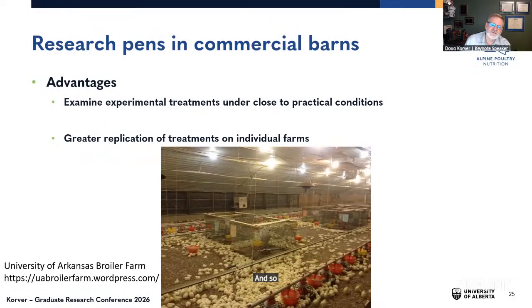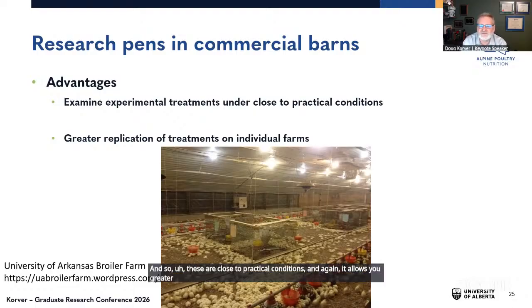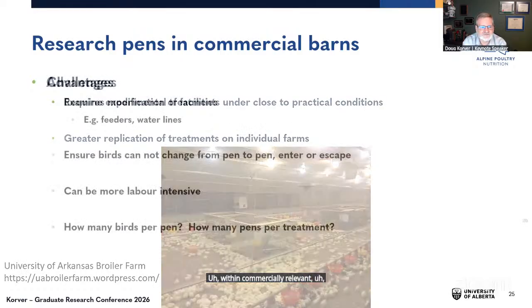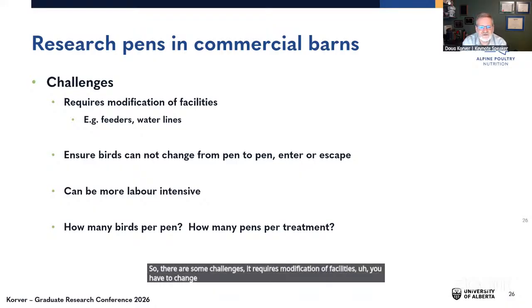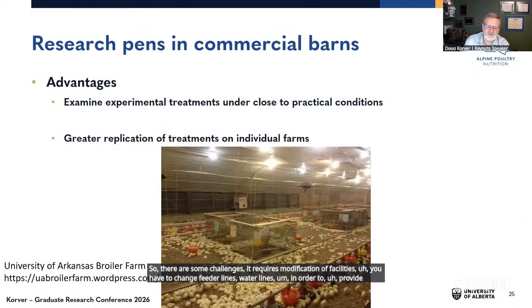And so these are close to practical conditions. And again, it allows you greater replication of treatments within commercially relevant environments. So there are some challenges. It requires modification of facilities. You have to change feeder lines, water lines, in order to provide feed and water to the pens.